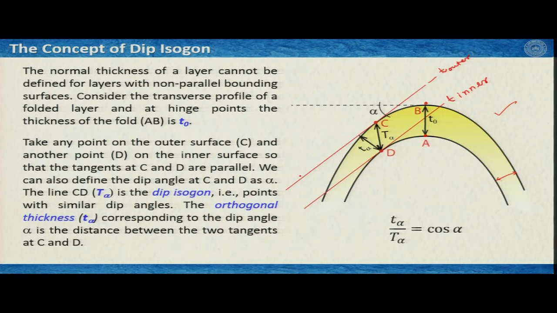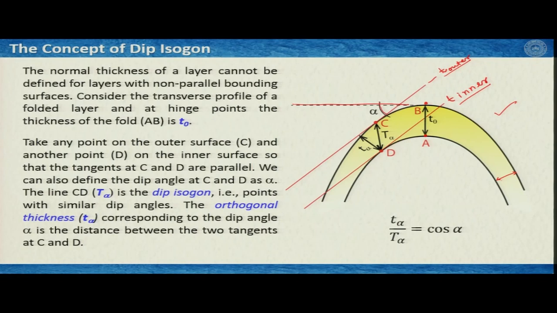Now, if I consider the fold to be cylindrical, then you can imagine that the dip of this tangent line at this point would be alpha. Or we can define it in a different way: when this tangent outer and tangent inner are parallel, the dips at C and D are equal, and in this case they are equal to alpha. Now these lines, T outer and T inner, are known as dip isogons. They always appear in pairs, and they connect points with similar dip angles.